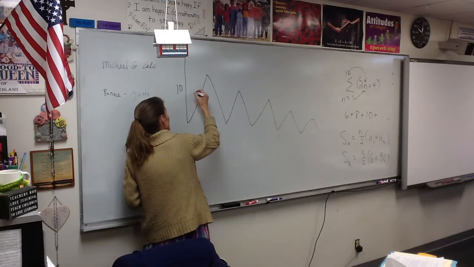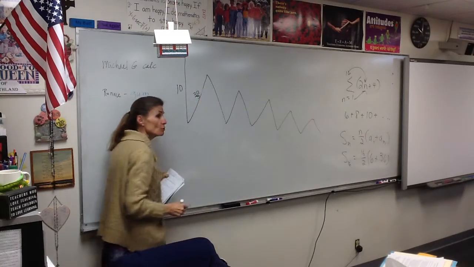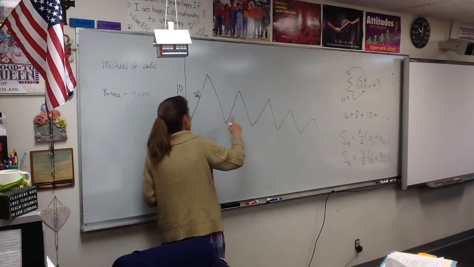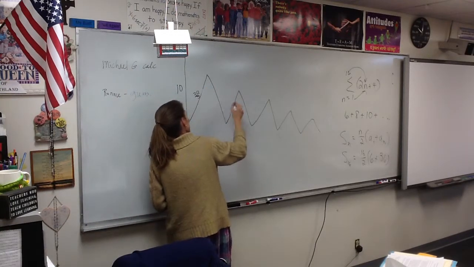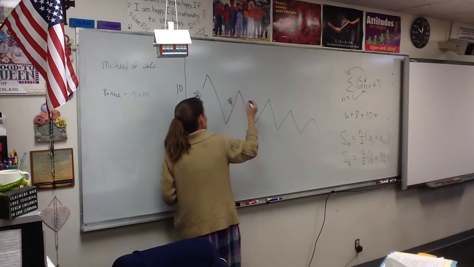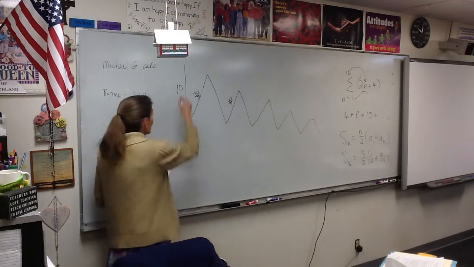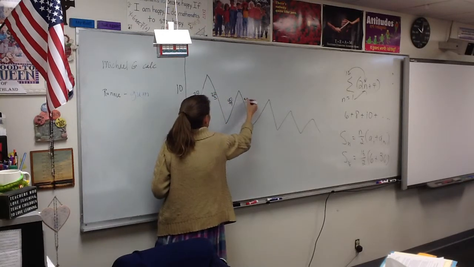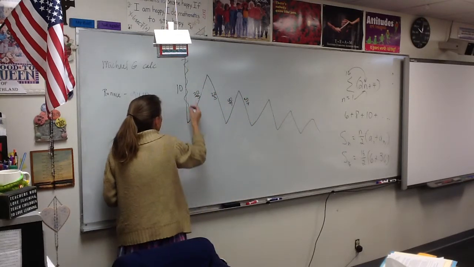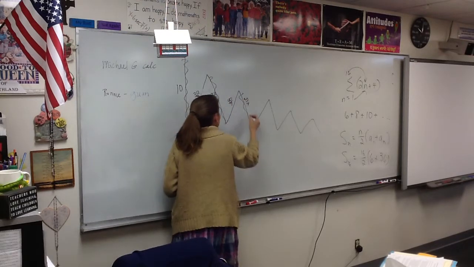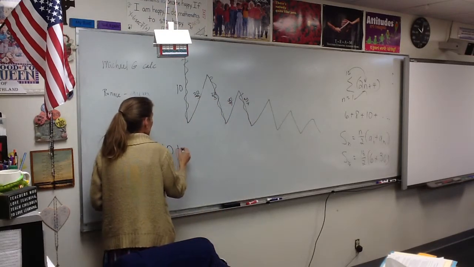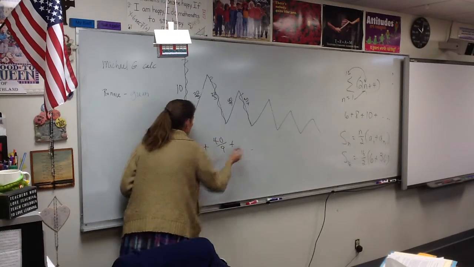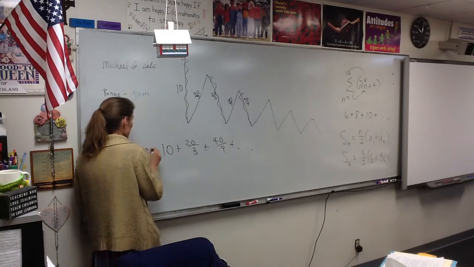2/3, 20/3. That's 2/3 times 10, right? And then, of course, that's going to be the same. What's this going to be then? 4/9, and so on. So if we look at the downs, they start with 10, and they form a geometric progression. Would you agree if we look at the downs?